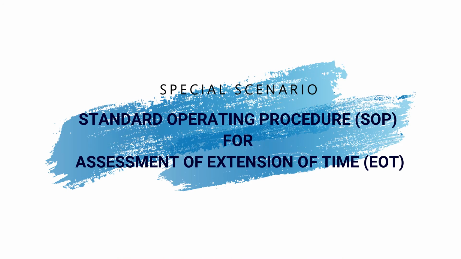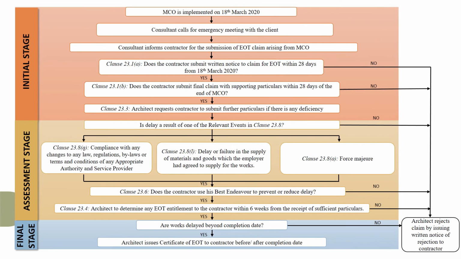Next, we will proceed to the special scenario where our project stops unexpectedly due to the implementation of MCO. First, the SOP involved in the assessment of EOT would be discussed. The purpose of preparing this SOP is to ensure that the company is well prepared when the contractor submits the EOT application. This SOP is separated into three different stages, including the initial stage, assessment stage, and the final stage.